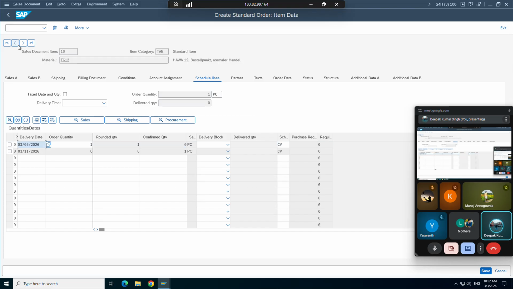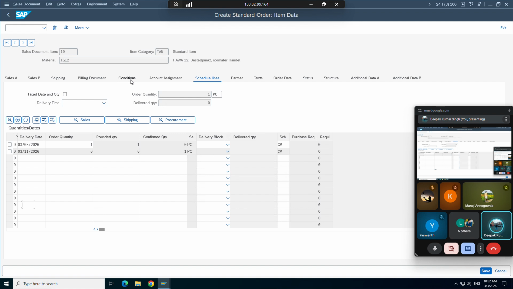If you go to the back, here also you see this customer wants this material on 3rd of March. But SAP said, okay boss, I don't have stock on the 3rd. I have stock on 11th of March. So you see, another date has come, and on the 11th itself the confirmed quantity has come. We'll discuss all this when we discuss availability. But since we are on the 16th, so I told you.